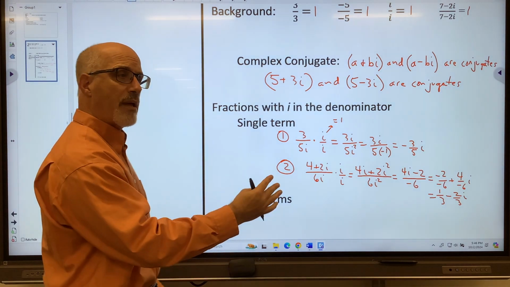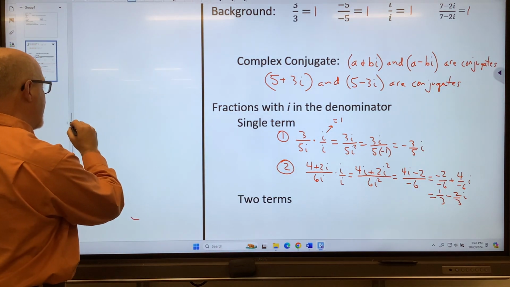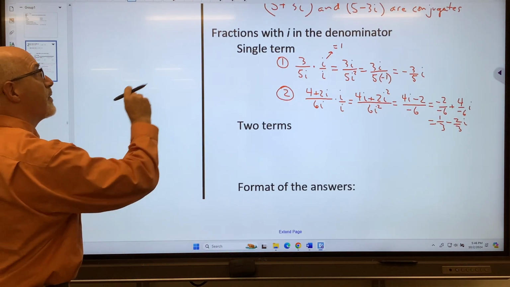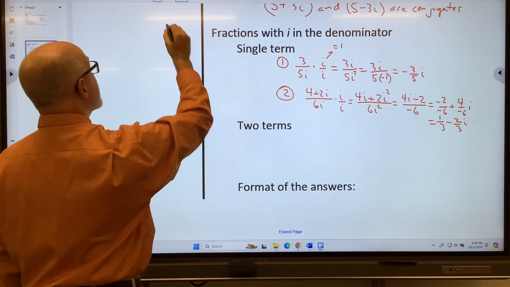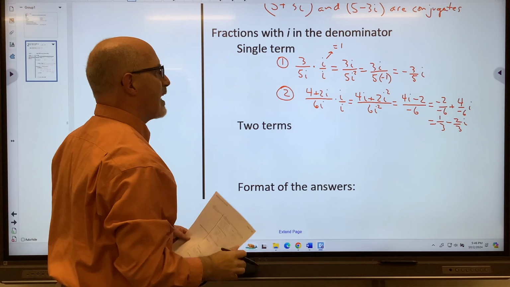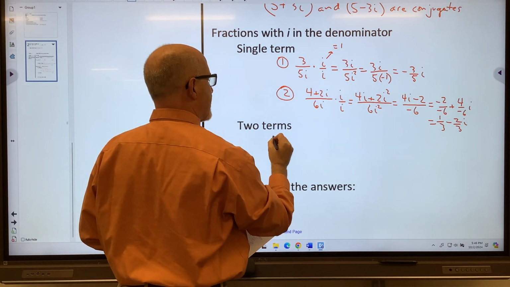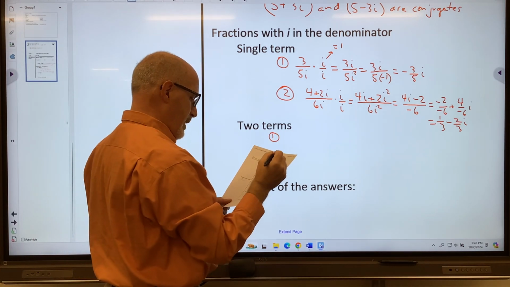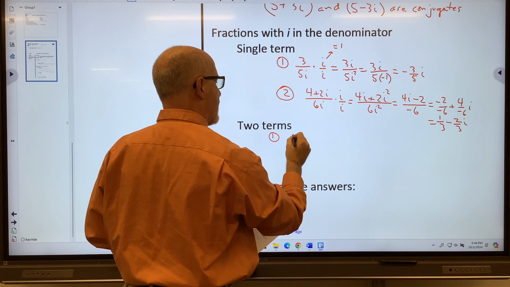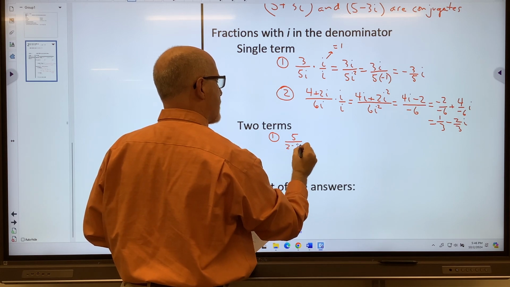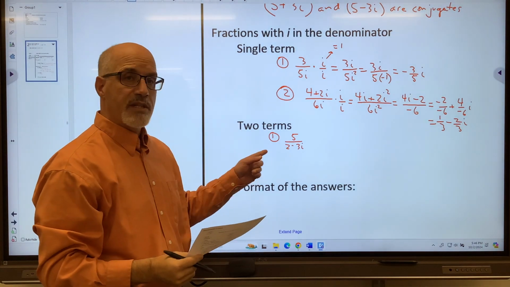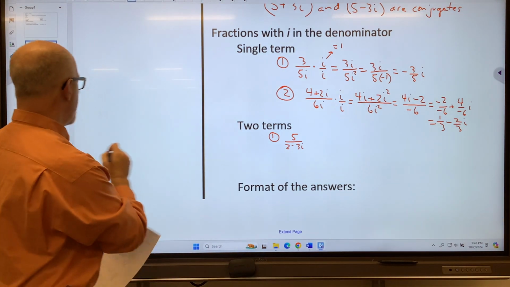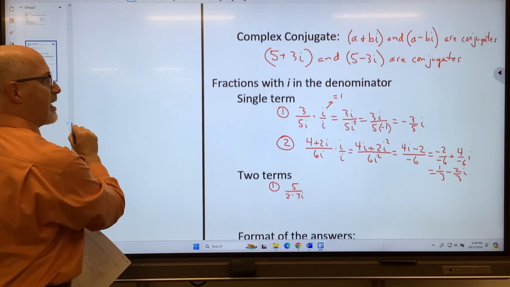You've got to multiply by this I to get it out of the denominator. Now what happens instead if we've got two terms on this? For instance, as an example, if we had 5 over 2 minus 3i. All right, now that's two terms in the denominator. What we're going to do is use this conjugate idea.